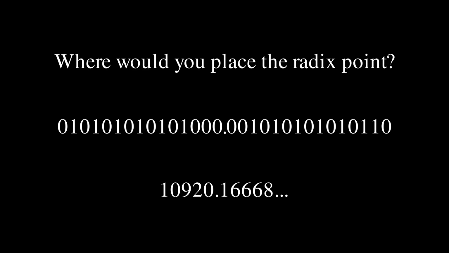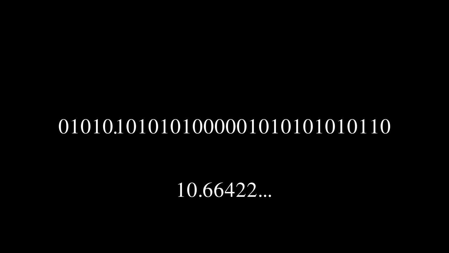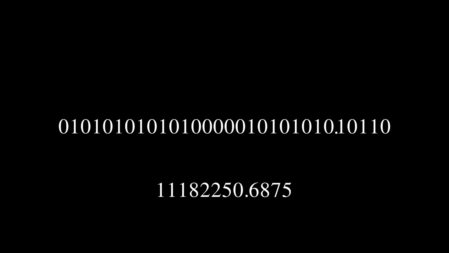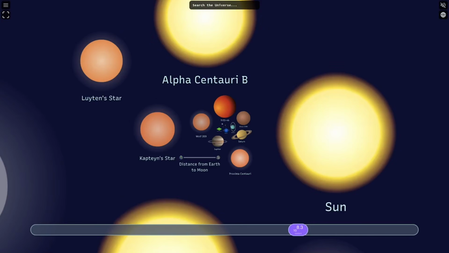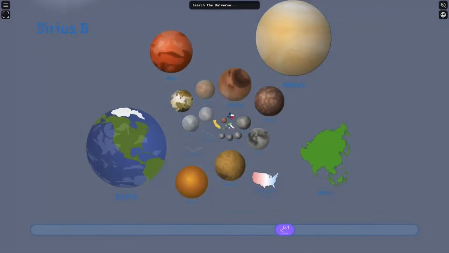But where do we place our radix point? If we put it closer at the beginning, we can express finer and finer values, but we limit the range of numbers we can represent. Similarly, if we place it closer to the end, we can represent huge numbers, but not very accurately. So how do we represent really large and really tiny sizes within the same number system? Anything from the size of a planet to the size of an atom.